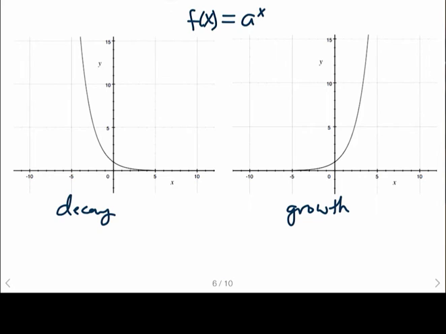The decay curve is what happens when a is between 0 and 1. In other words, if the base is a fraction less than 1, or any positive number less than 1, then you're going to have exponential decay. If the base is greater than 1, then you're going to have exponential growth. It's because of how the exponents behave on the various bases. So add these two to your list of basic functions, the shapes of which you should remember.